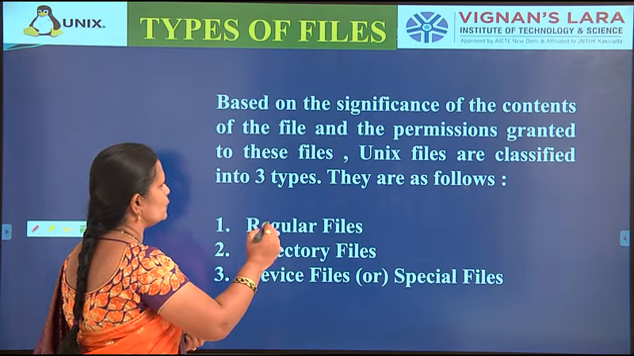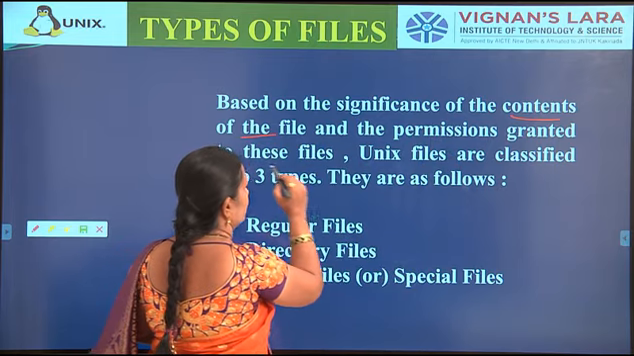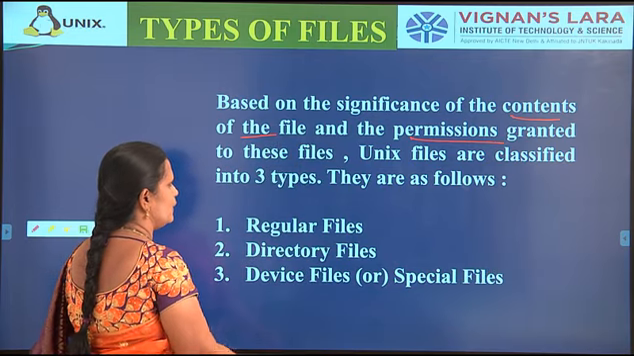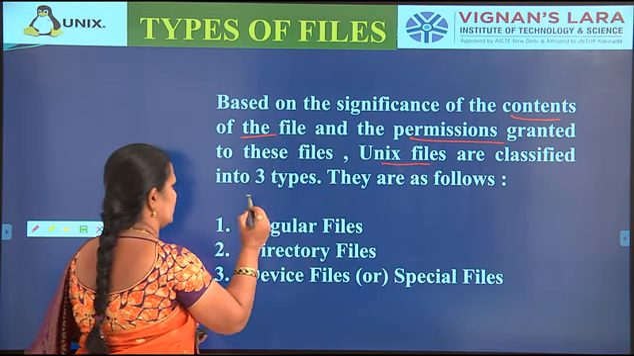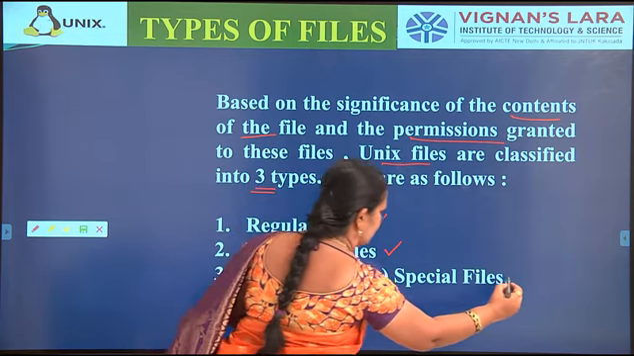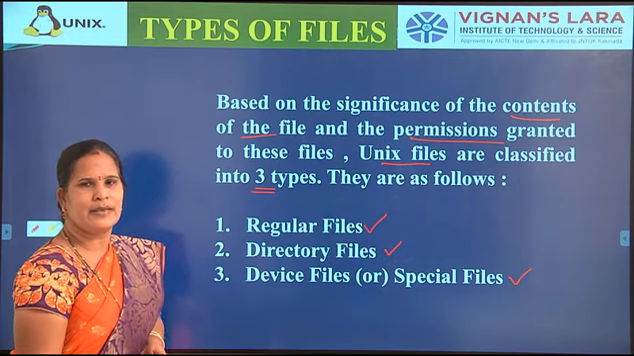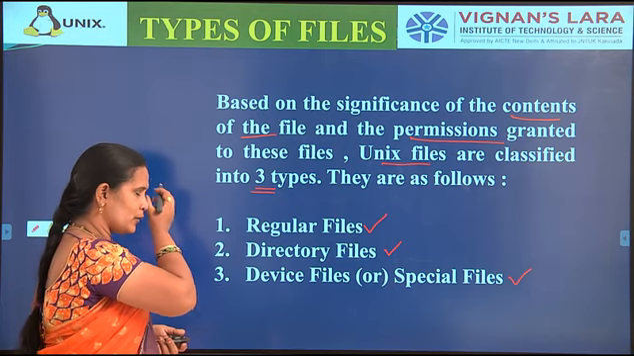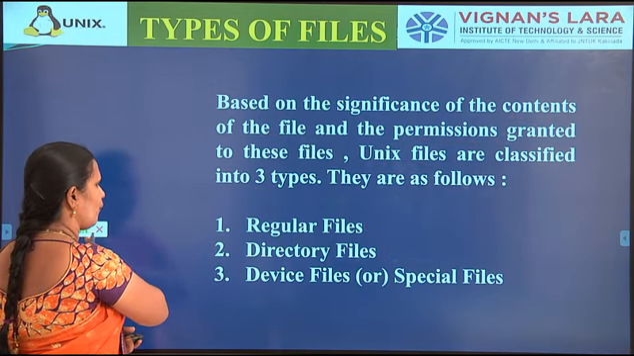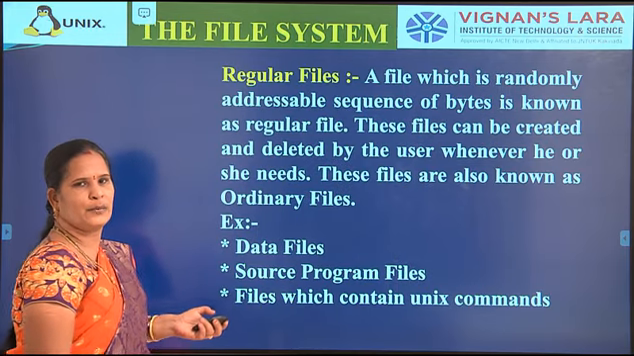So here we have to observe these two points: based on the contents of the file and the permissions granted to the files, Unix files are classified into three types. The first one is the regular file, the second one is the directory file and the third one is the device file. Device files are also known as special files. Next we concentrate on what we mean by a regular file, a directory file and lastly device files.